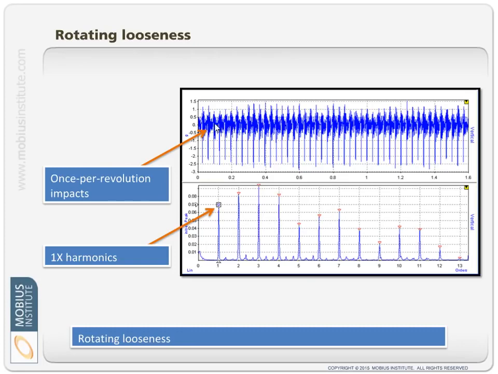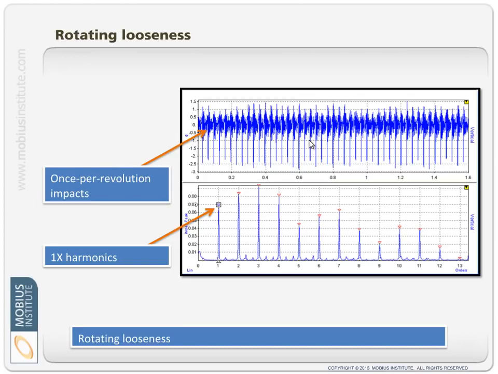But when I can look at the time waveform, look at that. Bang, bang, bang. Each of those spikes is occurring once for every revolution of the shaft. So it's turning, going bang, bang, bang. Once per revolution, it's looseness.